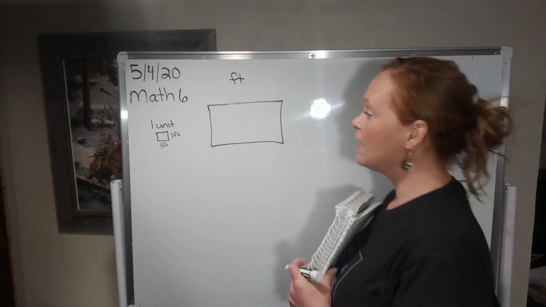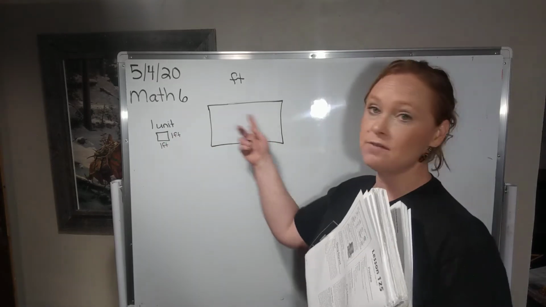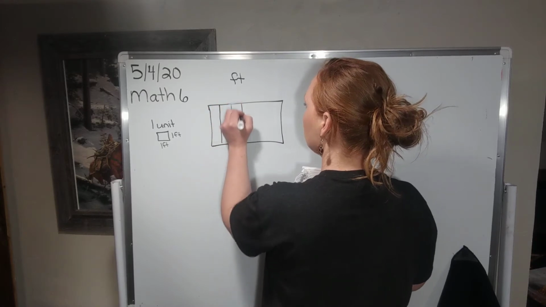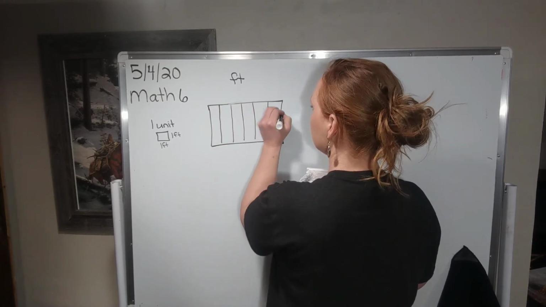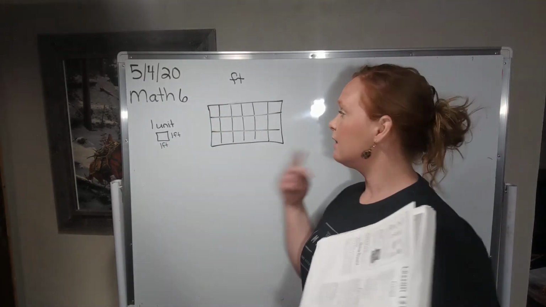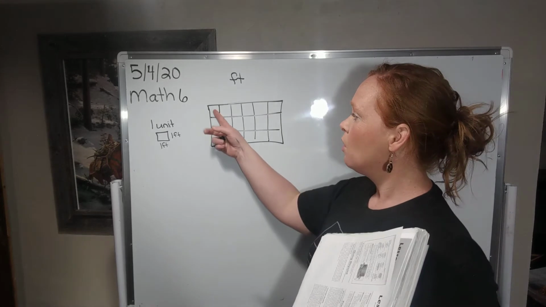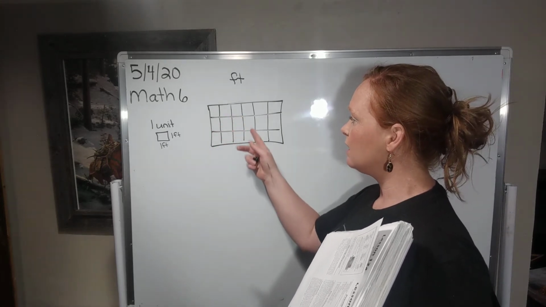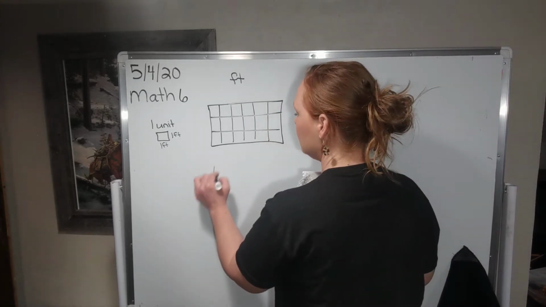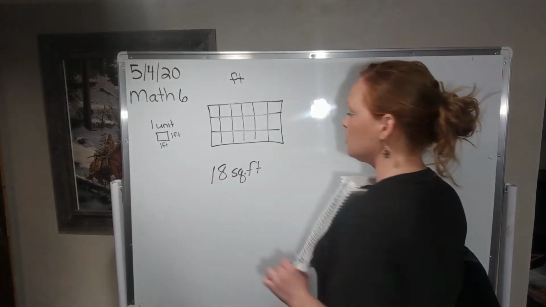Then I'm going to take my squares and see how many of those 1 by 1 squares I need to fill up my box. So I take my 1 foot boxes, I put it in there, and then I see how many squares does it take to fill up this rectangle? 1, 2, 3, 4, 5, 6, 7, 8, 9, 10, 11, 12, 13, 14, 15, 16, 17, 18. So it took 18 square feet to fill up that box.